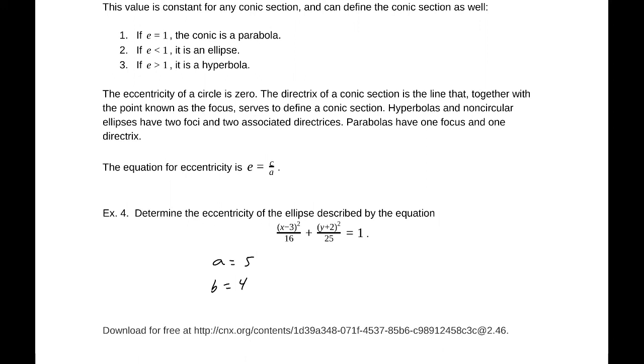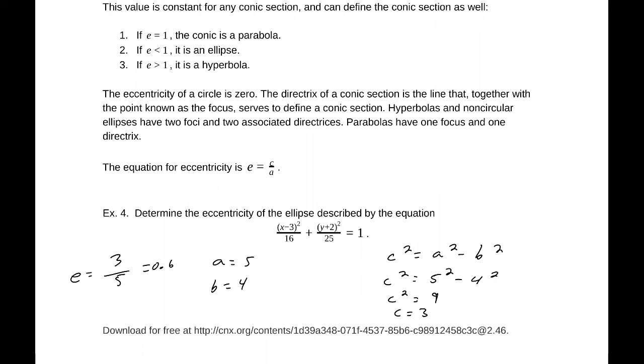Now with an ellipse, this is of the right form, but with an ellipse, we can find c by saying c squared equals a squared minus b squared. So that would be 5 squared minus 4 squared, which would be 25 minus 16, which is 9. So c is 3. So the eccentricity is c divided by a, 3 divided by 5, which is 0.6.